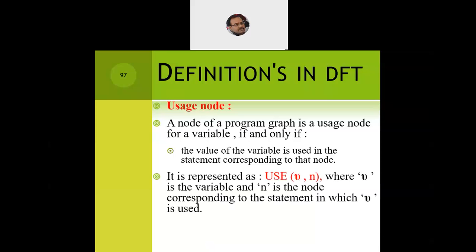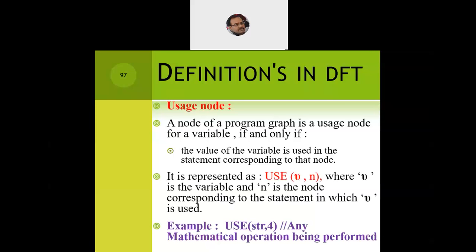Just like in the def, v was a variable, so here also v is a variable and n is a node corresponding to a line of code or a statement in which v is used. So it is a similar concept to the definition, but in definition we only talk of the definition, and here we talk of the usage. So def and use, there also v comma n, here also v comma n. There n was for the declaration and the definition, here n is for the usage of the particular variable within the program. A typical example could be use str comma 4.